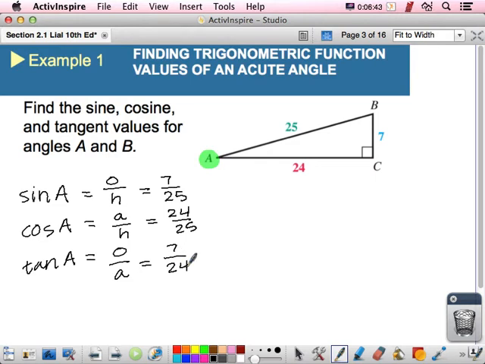So that's the sine, cosine, and tangent of angle A. None of them will reduce, so we're finished, and there are no radicals in the denominator. They're as simple as we can get. Now let's come over here, and let's find the sine, cosine, and tangent, but this time of angle B. And let's see what they look like.